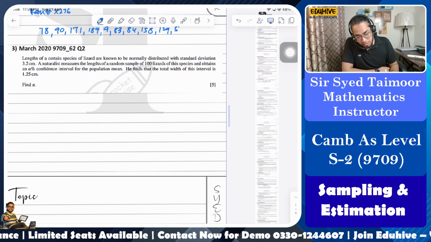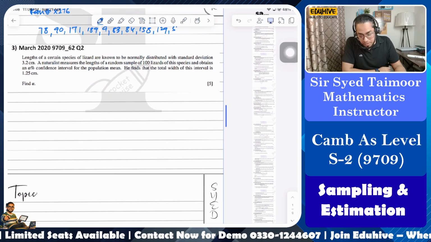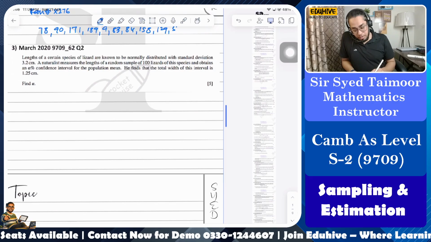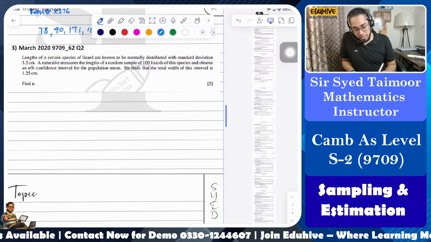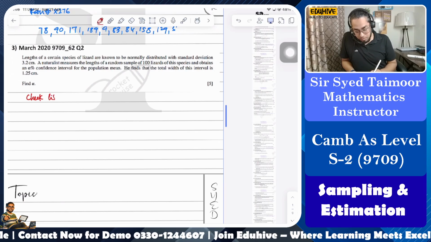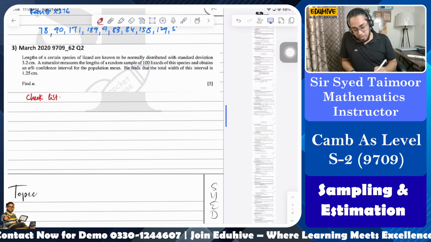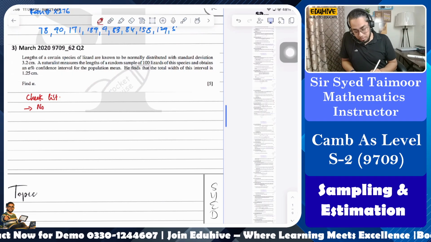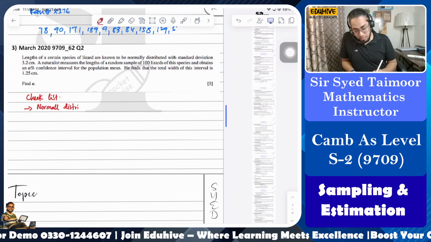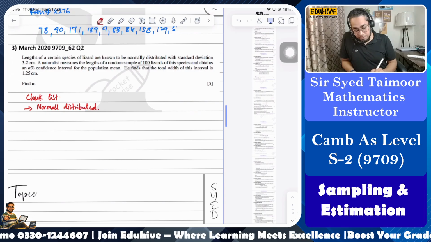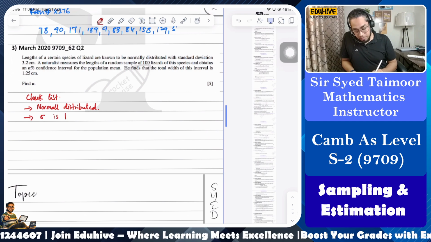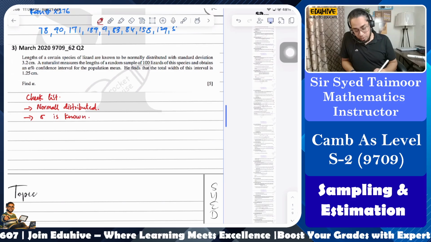Okay, what are they asking? The lengths of a certain species of lizard are known to be normally distributed. Okay, so first we are going to make the checklist. The first point they have raised is that it is normally distributed, and the standard deviation, sigma, is known.